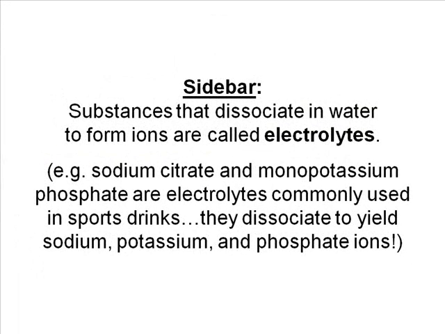Just as a side note here, we use the term electrolyte in biology to refer to substances that dissociate or dissolve or fall apart in water to form ions. Sodium citrate and monopotassium phosphate, for example, are electrolytes that you commonly find in sports drinks like Gatorade. They dissociate, they yield sodium ions, potassium ions, and phosphate ions. The term electrolyte doesn't come up much in chemistry. It's really more of a biological concept. And it's not a term I use an overwhelming majority of the time in my own courses, but it is something you see in the literature, especially where nutrition is concerned. So you're better off knowing what this term means.